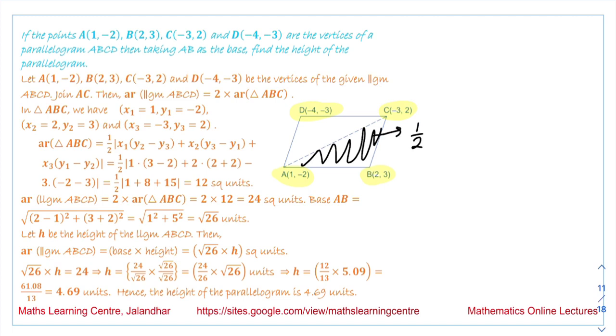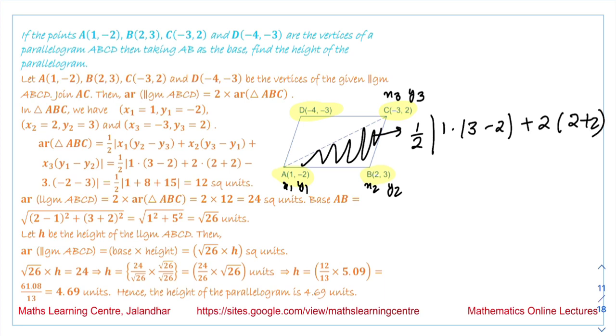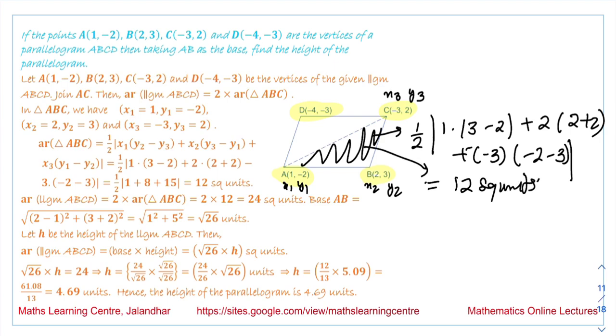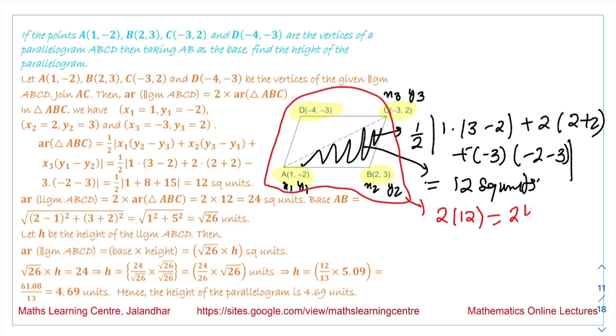The area of this triangle is 1 by 2. These are the values x1, y1, x2, y2, and x3, y3. So it is half. Then it is 1 into (3 minus 2), plus 2 into (2 plus 2), and then plus (minus 3) into (minus 2 minus 3). And when we solve this value, we will get 12 square units. This is the area of this portion. So the area of this whole parallelogram will be 2 into 12, which is equal to 24 square units.